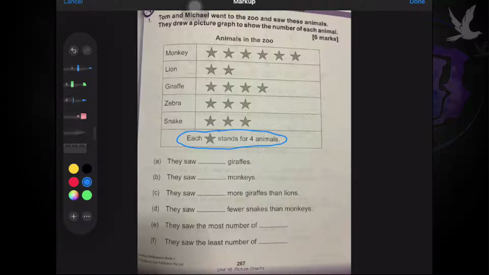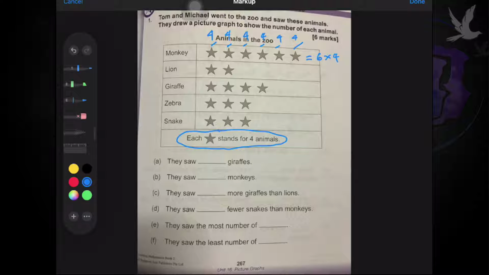So, for example, for the monkey, you have 1, 2, 3, 4, 5, 6, which means each star is equivalent to four monkeys. In other words, to find the total, you can skip count, or since you know that each star represents 4, all you need to do is count the stars, which in this case is 6, then multiply by 4.